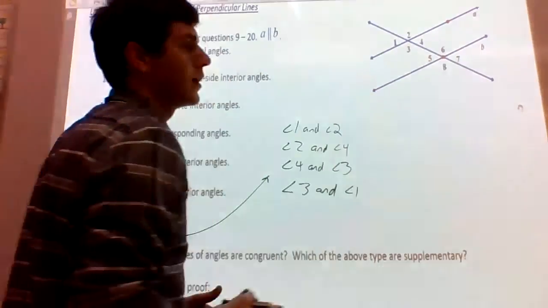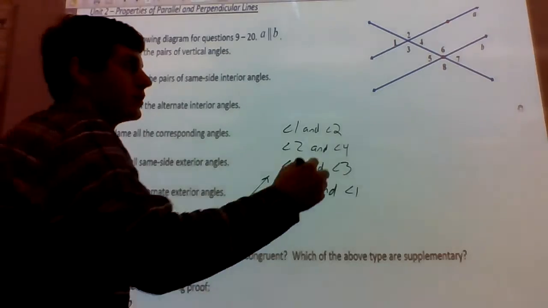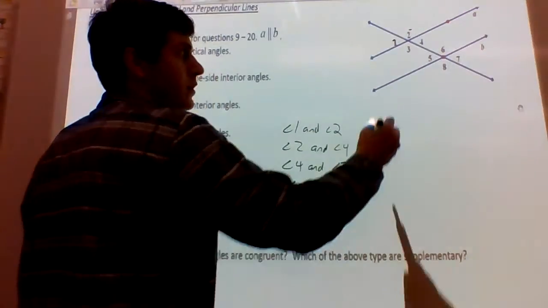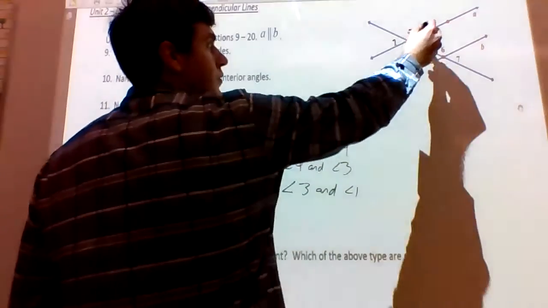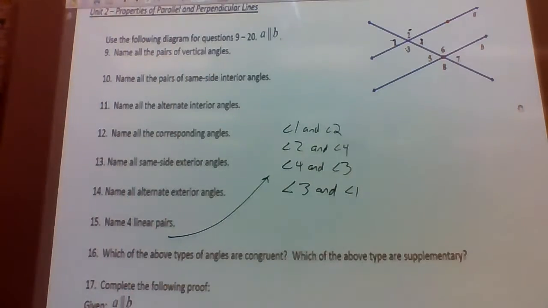Okay. Remember, a linear pair is two angles that are supplementary and adjacent, so they form a straight line. They are adjacent, right next to each other, and they're supplementary. So 1 and 2 form a straight line, 2 and 4, 4 and 3, 3 and 1. They're both adjacent and supplementary.